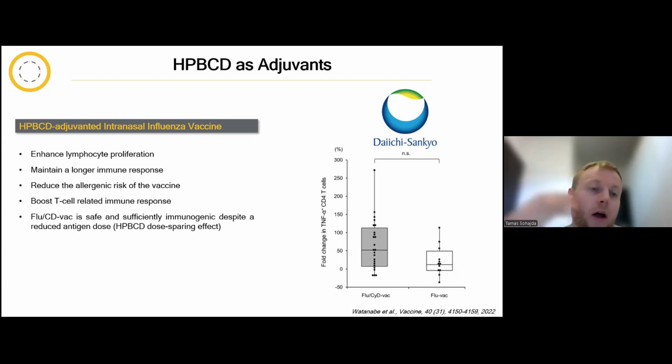And accordingly, we have a lot of evidence trying to understand what is happening, if not on the molecular level, at least on the biochemical level. So what kind of immune response is the cyclodextrin triggering? We have seen that it's enhancing lymphocyte proliferation. It helps to maintain a longer immune response. It can also reduce the allergic risk of a reaction, but all the effects were correlated with T cell related immune response in general.